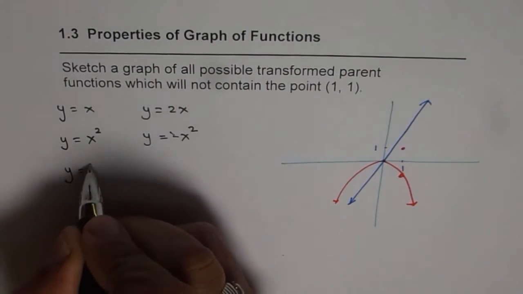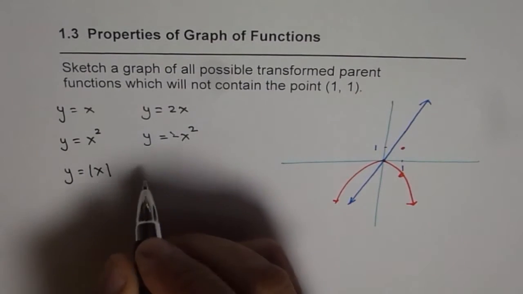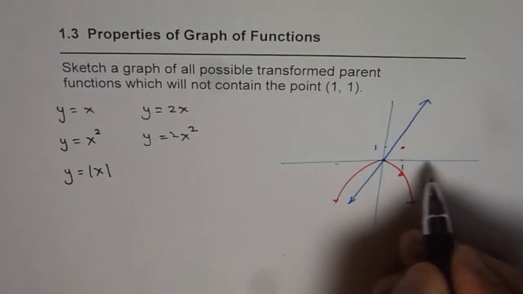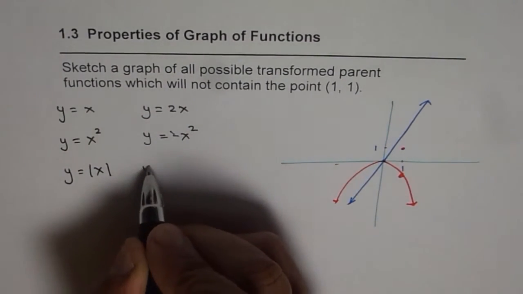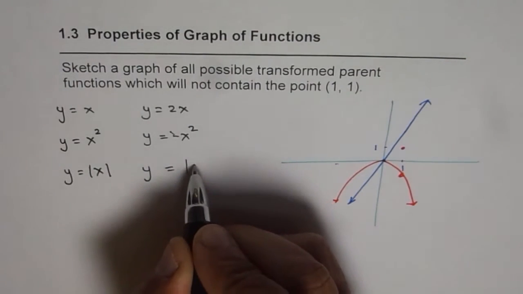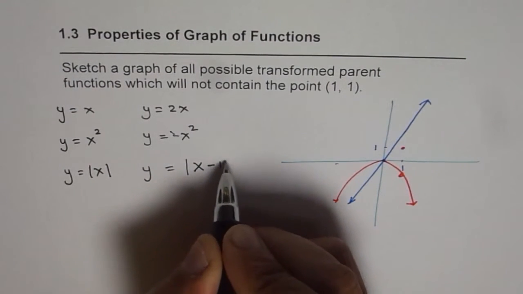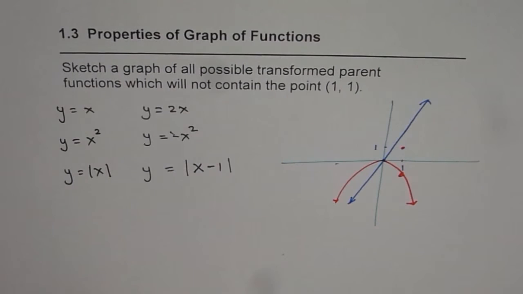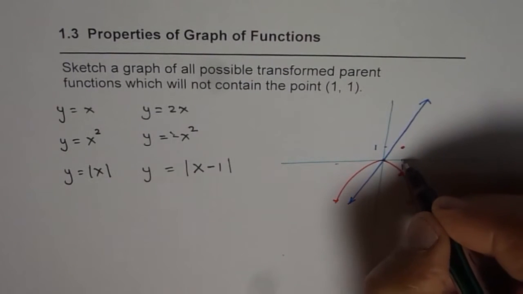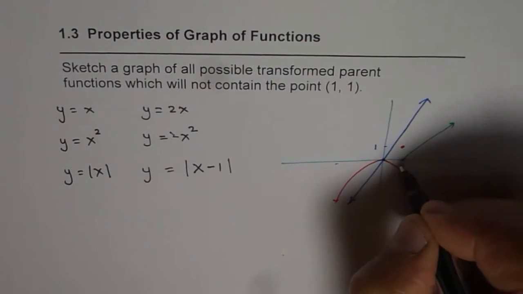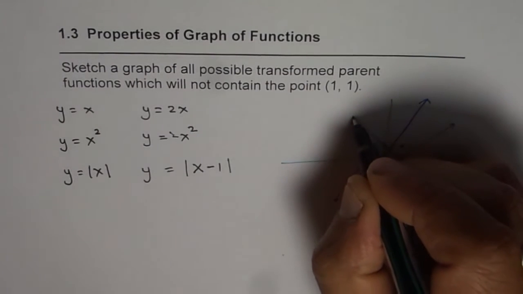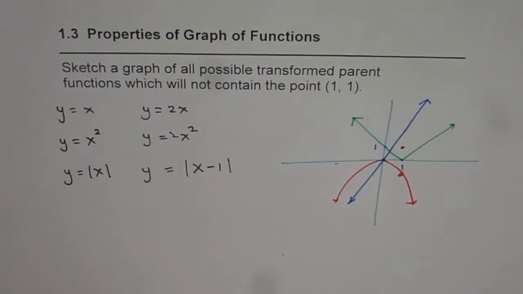For example, y equals absolute x. You could translate it left or right, correct? So if I do y equals absolute x minus 1, for example, so I'm showing you different ways of doing it, then the graph will be like this, right? So the absolute transformed function will also not contain the point 1, 1, right?